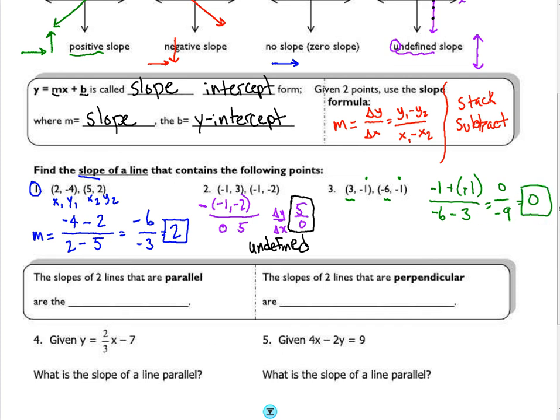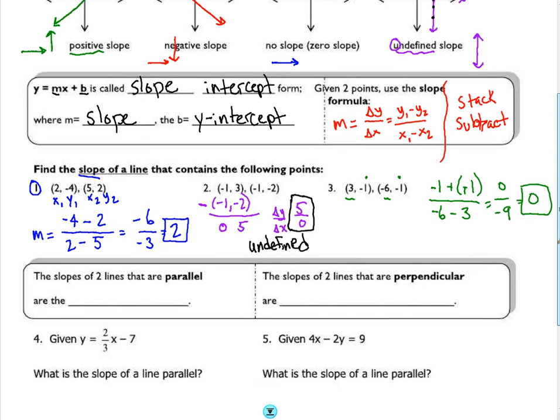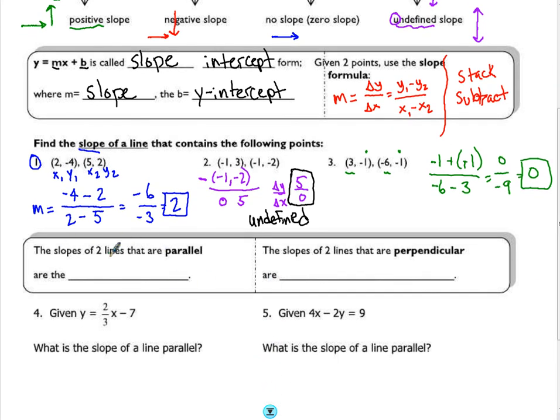So now that we know how to find the slope between 2 points and understand the relationship of the 4 different types of slopes, let's talk about another relationship that two lines can have when comparing their slopes. So the first is, if 2 different lines are parallel, then I know the slopes of the 2 lines are the same slope, or they're equal to each other. If 2 lines are perpendicular, their slopes are going to be opposite reciprocals.